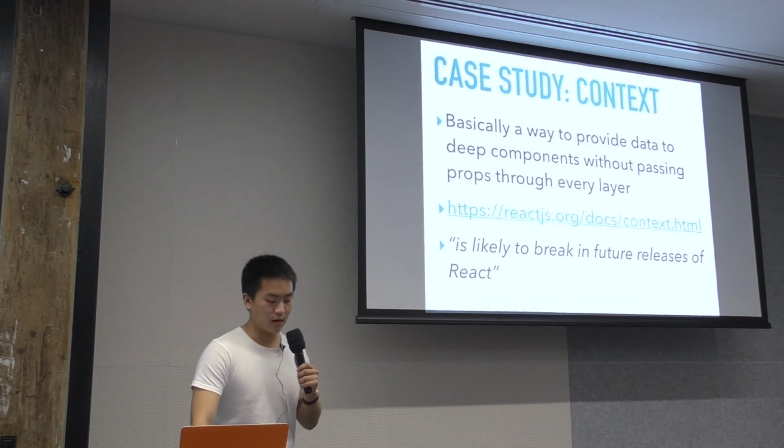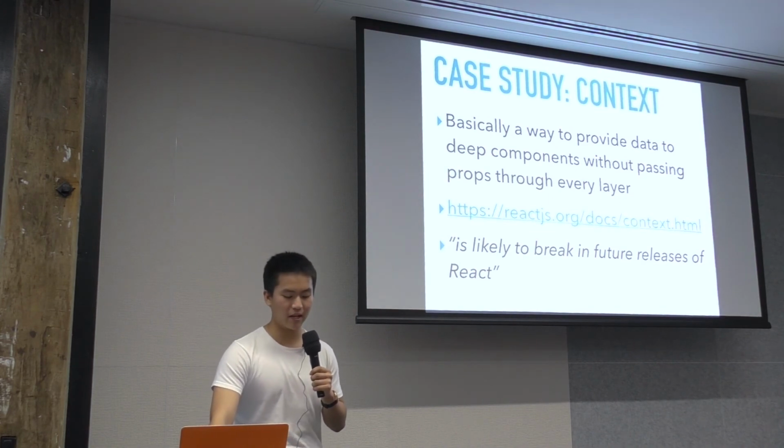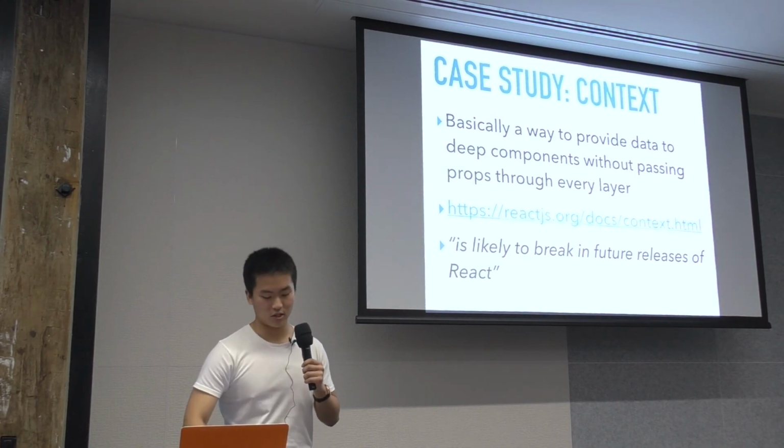Another good example is the currently experimental context API, allowing you to provide data to components nested far down in a React hierarchy without having to pass the data down as props through every single intermediate layer. React says very clearly on its website that context is likely to break in future releases of React. However, it's nonetheless used by many libraries to manage data flow, the most famous of which are probably Redux and React Router, and the React Memory Library you just heard of.